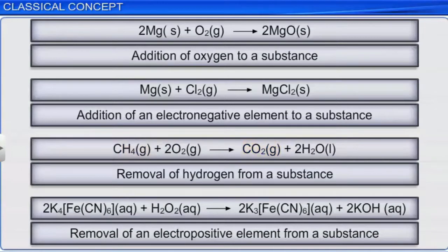In the fourth equation, potassium ferrocyanide reacts with hydrogen peroxide. Oxidation occurs due to the removal of electropositive element potassium from potassium ferrocyanide.